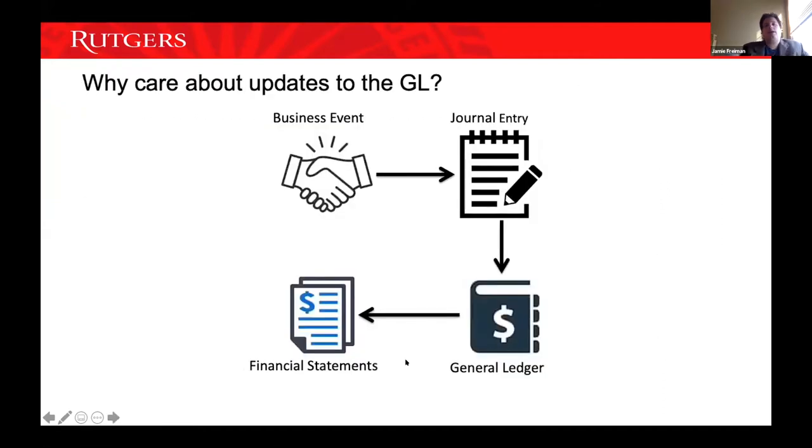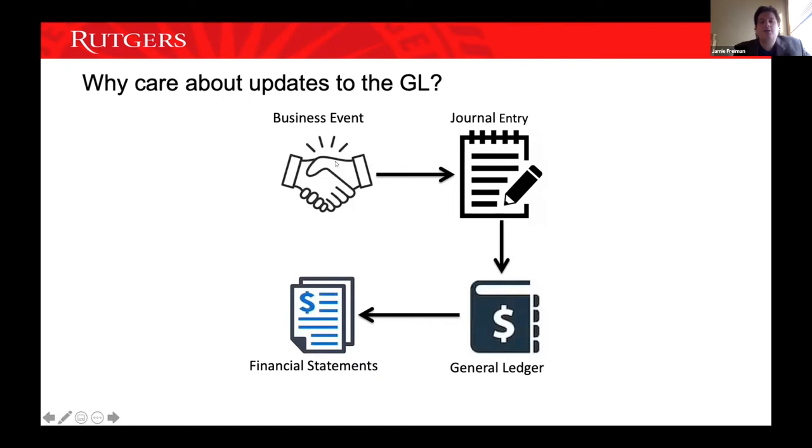So to back up a little bit, why do we care about the general ledger to begin with? So the life of a business event from its beginning to its representation to investors is represented in this diagram here. So we have the business event occurring. It gets journalized as a journal entry, okay? And then those journal entries impact account balances. The general ledger is basically an accumulation of all of these account balances, right? Just the totals, all right? You use the information from the general ledger to finally compile your financial statements.